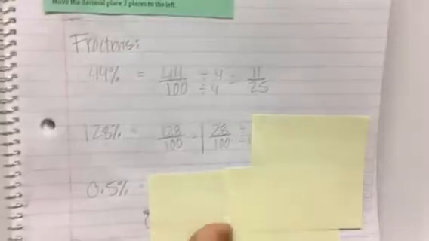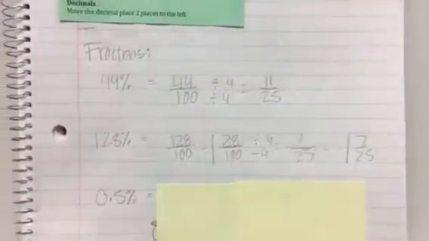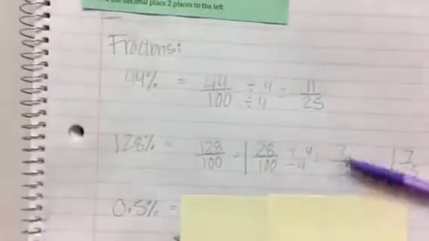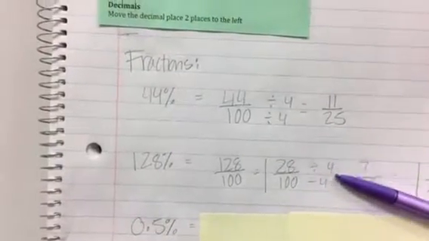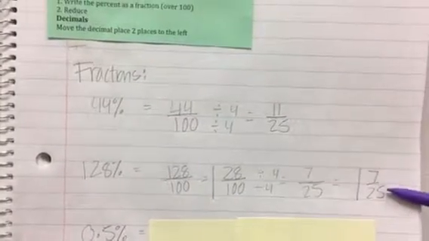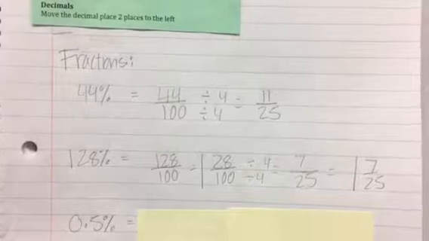Then we need to simplify. When we simplify, we need to see what goes into both of them. 4 goes into both of them, and so we're going to keep our whole number, so we have 1 and 28 hundredths. We're going to divide the 28 hundredths by 4. We're going to simplify, so it's going to be 7/25. So our final answer here is going to be 1 and 7/25. If you want to pause again.